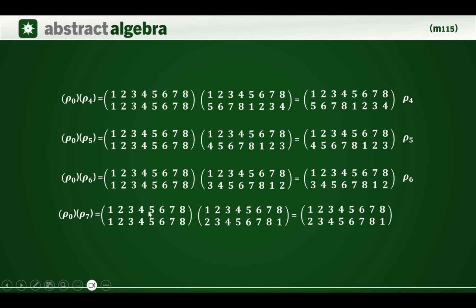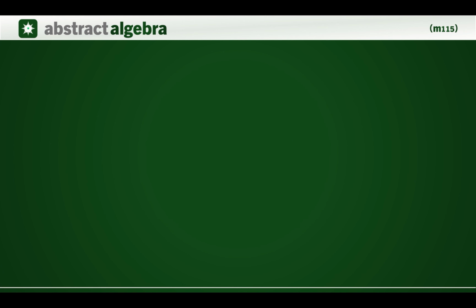4 maps to 5, 5 maps to 5, therefore 4 maps to 5. 5 maps to 6, 6 maps to 6, therefore 5 maps to 6. 6 maps to 7, 7 maps to 7, therefore 6 maps to 7. 7 maps to 8, 8 maps to 8, therefore 7 maps to 8. 8 maps to 1, 1 maps to 1, therefore 8 maps to 1. So the composition of row sub 0 to row sub 7 results in row sub 7.